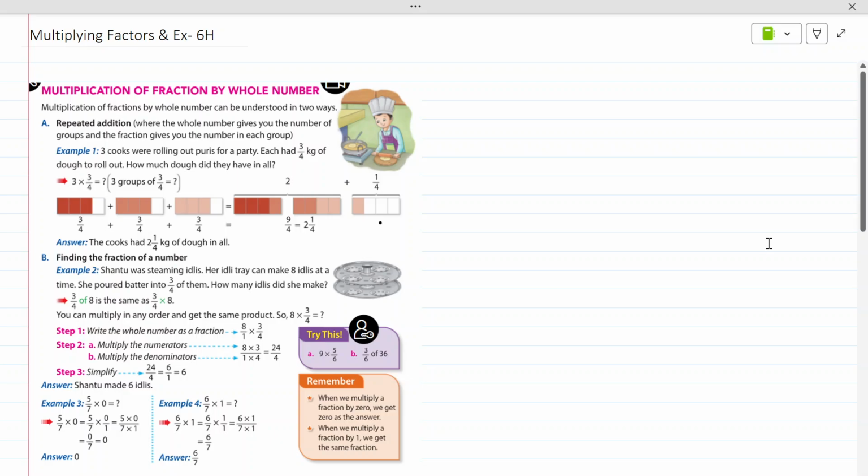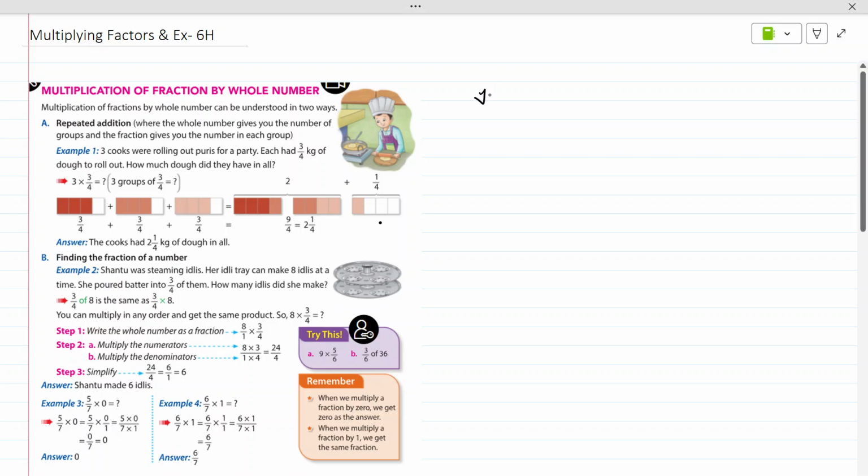Hello kids, in today's class we are going to start with the next topic, multiplication of fraction. So we have two concepts in this. The first one is multiplication of a fraction with a whole number, and the second one is multiplication of a fraction with another fraction. Okay, so let us start with the first topic where we have to multiply a fraction with a whole number. So kids, whenever we say multiplication, what is multiplication? Multiplication is basically repeated addition, right?